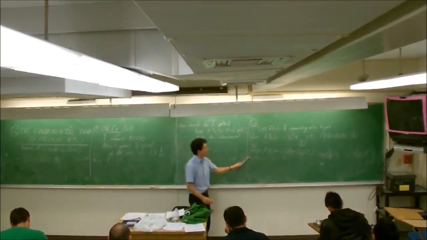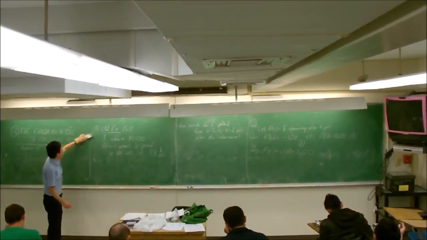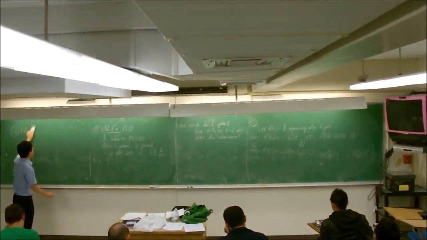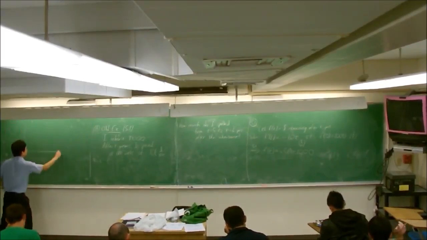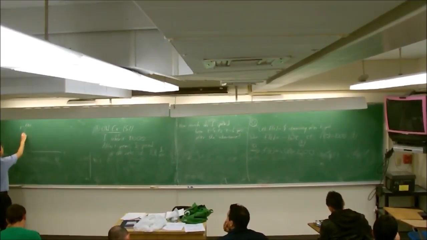If we were to graph this function, y equals f of t, what's the graph of that? Parabola opening which way? Down. So here's t, here's y equals f of t. The y-intercept is 1,000. f of 0 is 1,000.